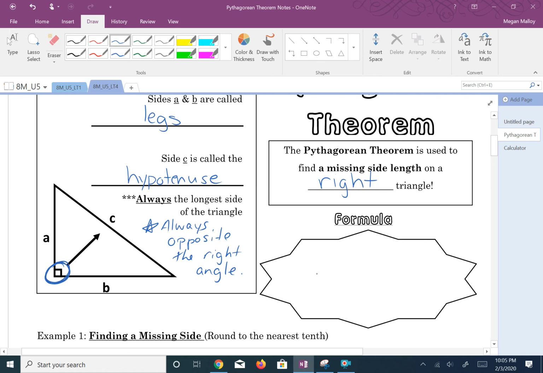So the formula that we will be using for Pythagorean theorem is a squared plus b squared equals c squared. So we would read that as one leg of our triangle squared plus the second leg of our triangle squared is going to equal the length of the hypotenuse squared.